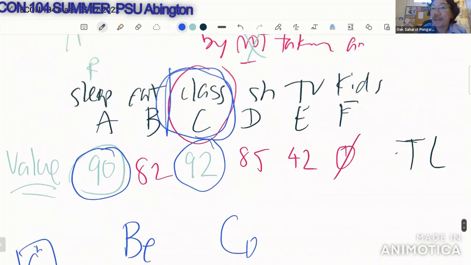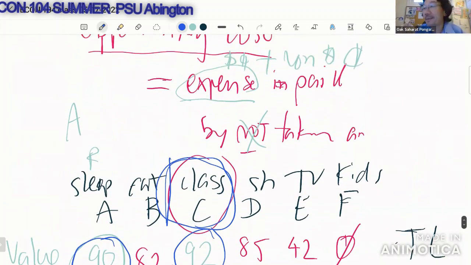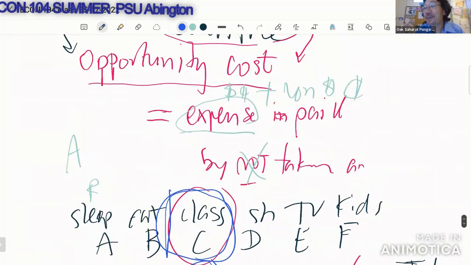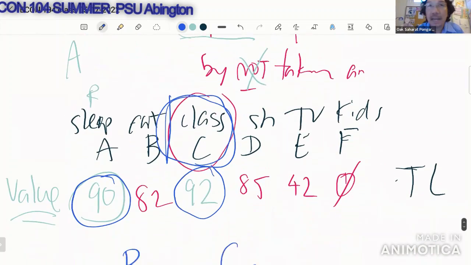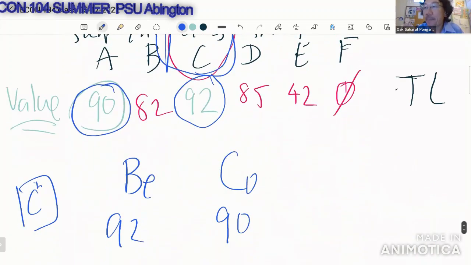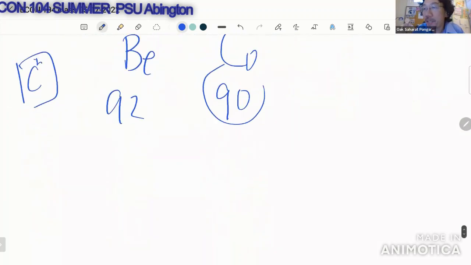Get it? So back to the definition. Thank you for typing that. Okay, so back to the opportunity cost. It's the expense paid by taking an action. What is the expense paid by being in class? By being in class, the expense paid was 90, right? 90 cost, expense. The opportunity cost is, let me give you a different way to say it, it means the same thing.